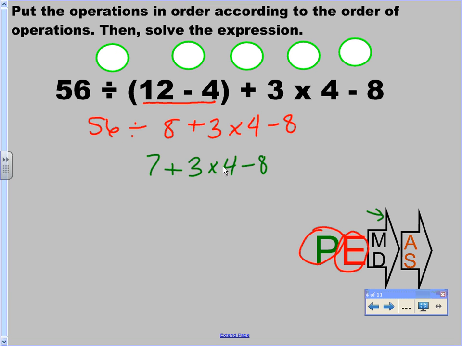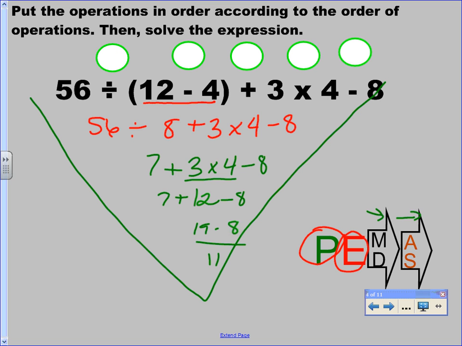Notice I'm performing one step at a time. But there's still multiplication and division, so I'm going to go ahead and do that. 3 times 4, which is 12. Bring everything else down. And then the last step is to add and subtract from left to right. 7 plus 12 is 19. 19 minus 8 is 11. So you can see how I kind of made, oh, that's terrible, my little math pizza. And that's what we want.